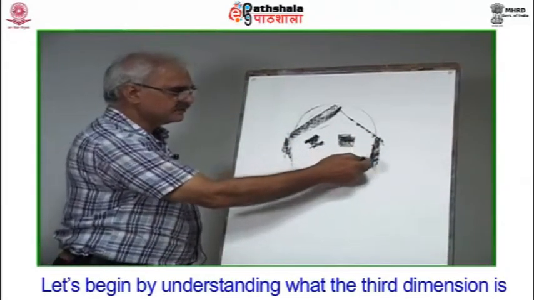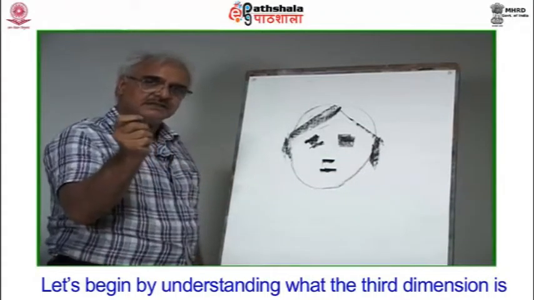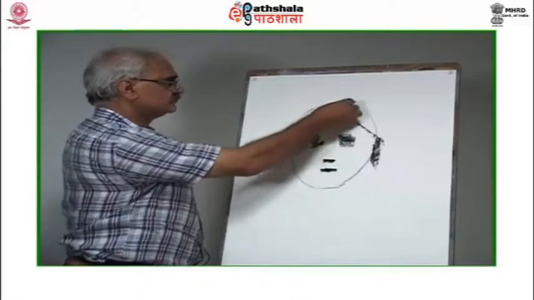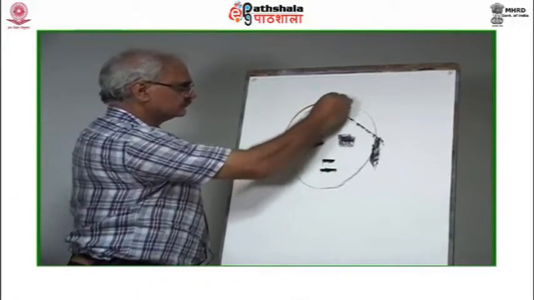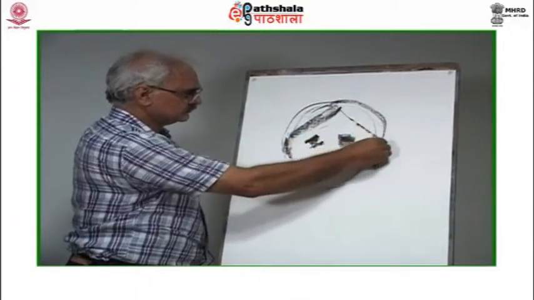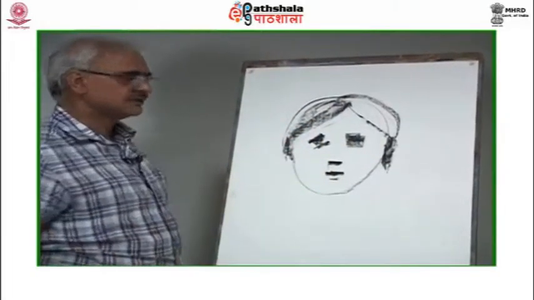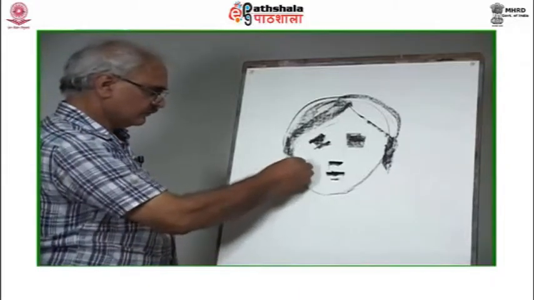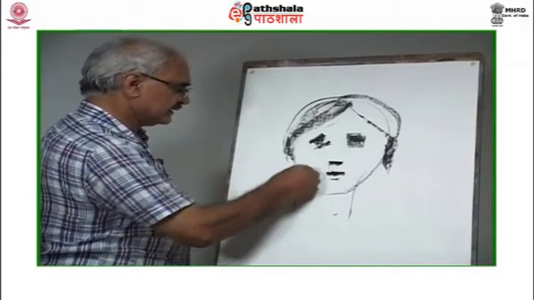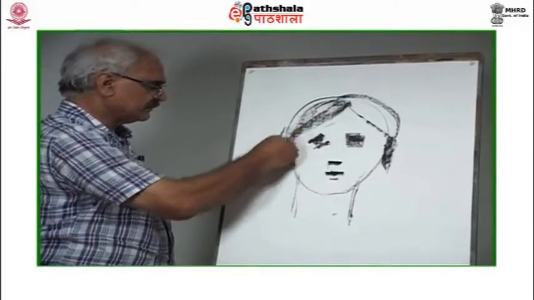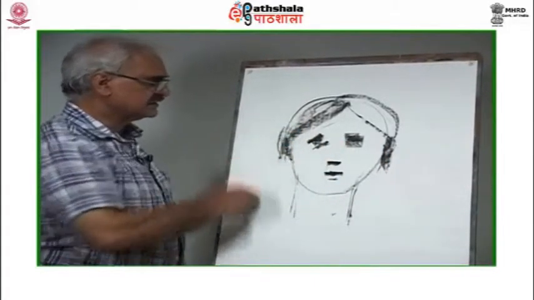Let's begin by understanding what the third dimension is. You may think of a box. If we draw the box from the front, keeping it at the eye level, what you will see is the length and breadth of the box and not the depth. Similar will be the case with most objects if viewed from straight on eye level.